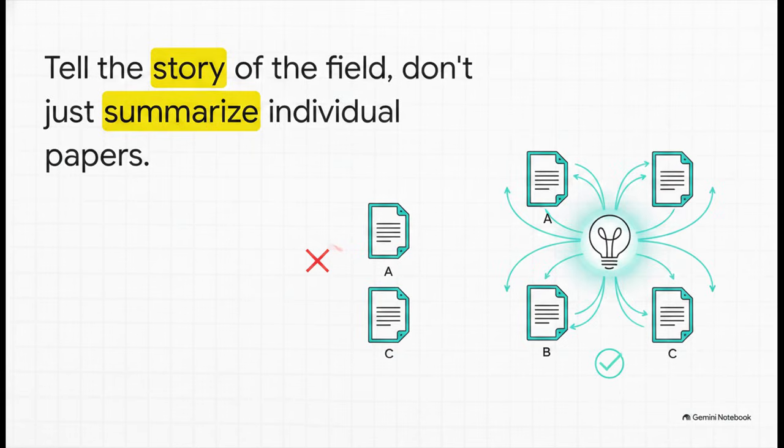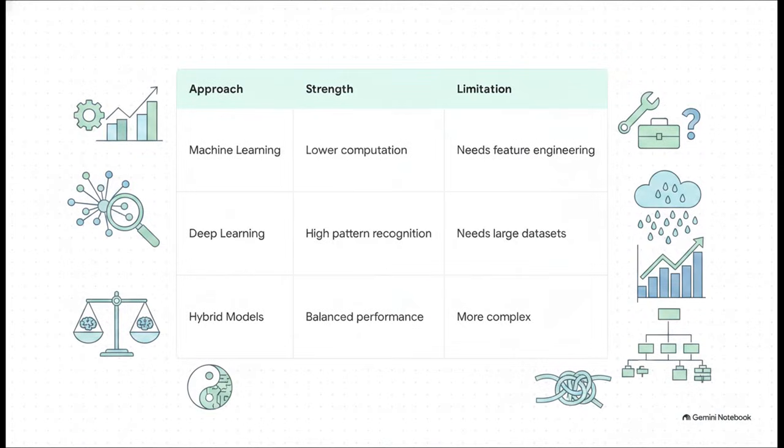Your audience doesn't want a series of disconnected book reports. They want that light bulb moment of seeing how a specific model in one paper directly relates to a technique in another. A comparison matrix is a highly effective way to pull this off. Visually contrasting the strengths and limitations of different engineering approaches works wonders. Instead of forcing your audience to slog through a dense paragraph about why you'd choose machine learning over deep learning, a clean table instantly communicates those trade-offs, like computational limits versus pattern recognition power.